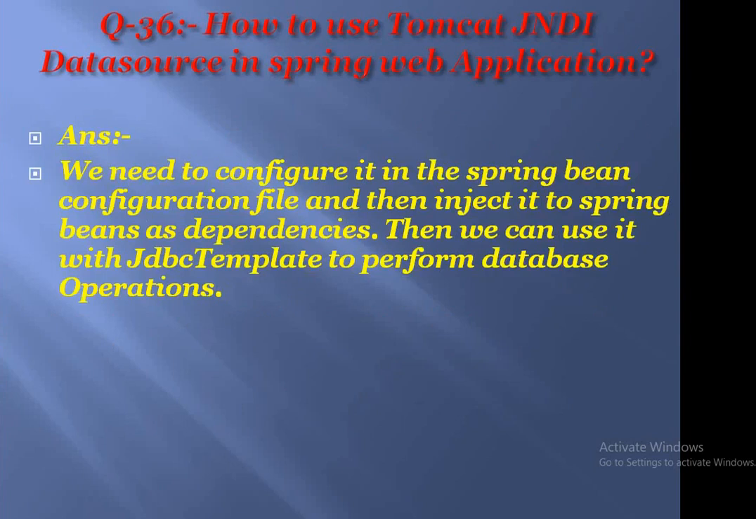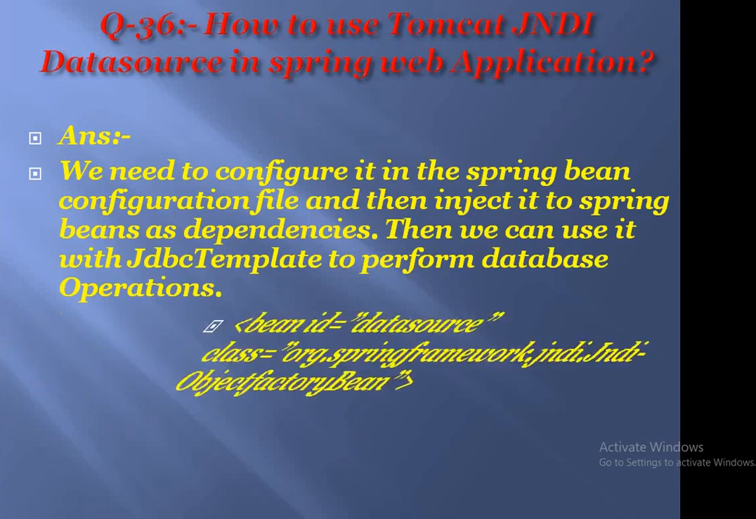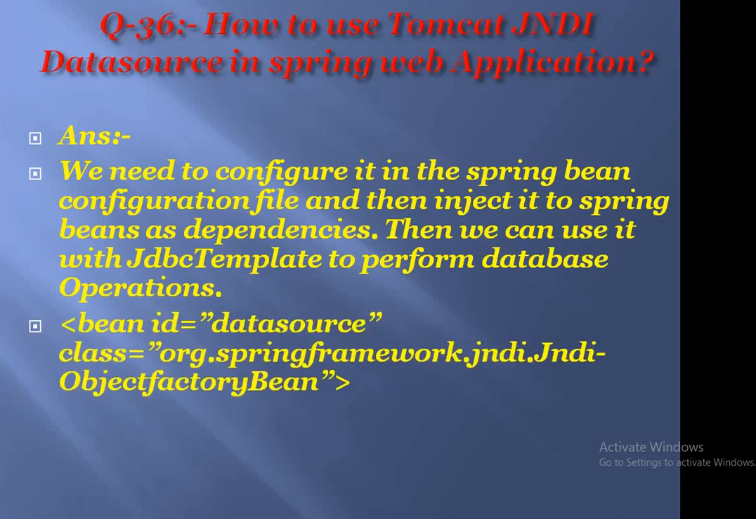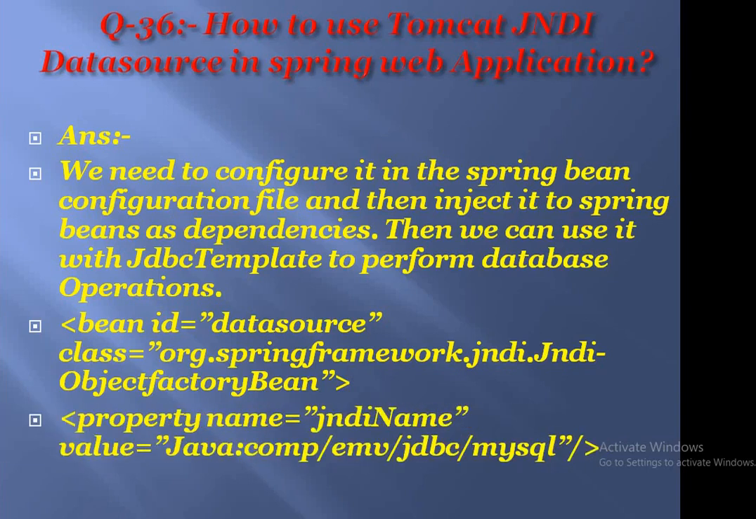How to use a Tomcat JNDI data source in a Spring web application? We need to configure it in the Spring bean configuration file and then inject it into the Spring beans as dependencies. Then we can use it with JdbcTemplate to perform database operations. In this way we can inject these beans, that is, org.springframework.jndi.JndiObjectFactoryBean. Now we can use this JNDI data source. Property name equals jndiName, value equals java:comp/env/jdbc/MySQL. This is the URL.